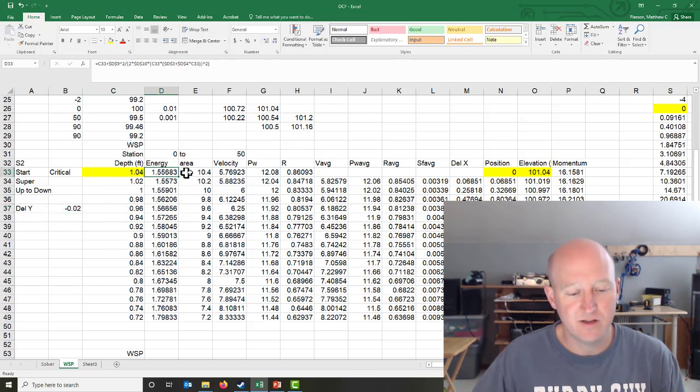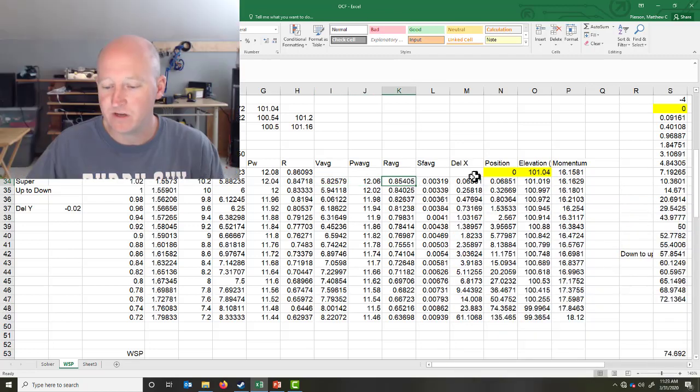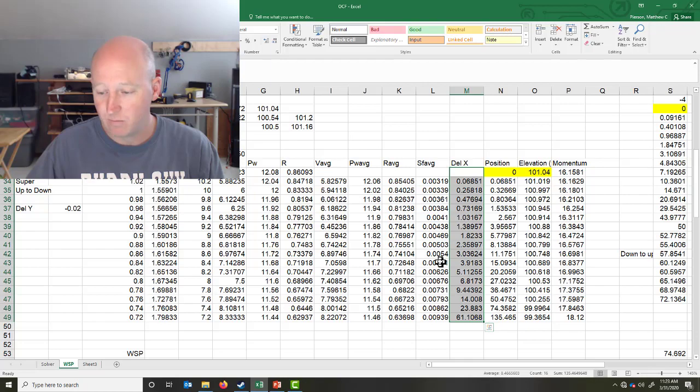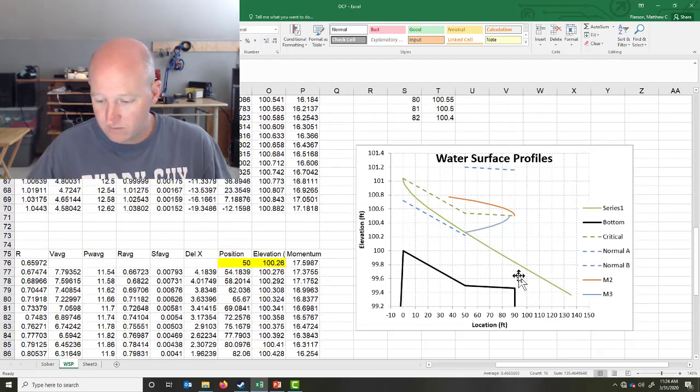And then I calculated the energy and the area and the velocity so that we could get the hydraulic radius and the average velocity and the average hydraulic radius. And then we can do that delta x calculation. And what it does is it will allow you to generate a curve that looks something like this.